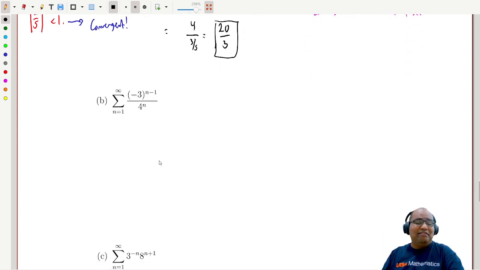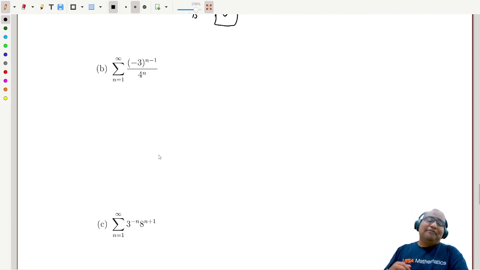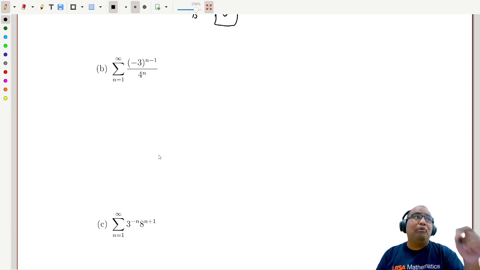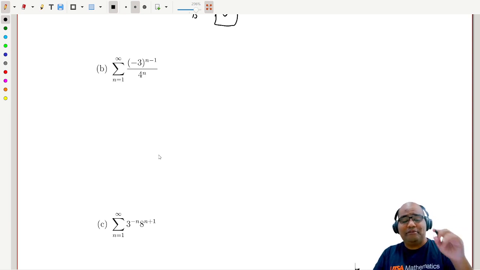Excellent. So now let's take a look at this one here. Negative 3 to the n minus 1 over 4 to the n. This might be deceiving because it doesn't look like it's a geometric series, but actually it is. Let's go ahead and use some exponent rules here. Notice here that my exponents don't match. I don't have an n or an n minus 1 on both. The numerator has an n minus 1 in the exponent, and the denominator has an n. But we can fix that very easily here.